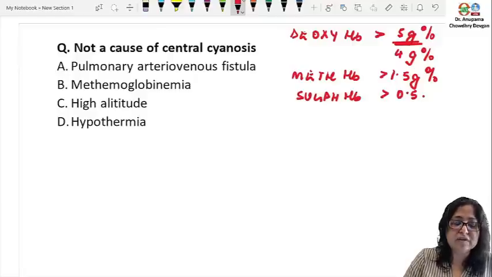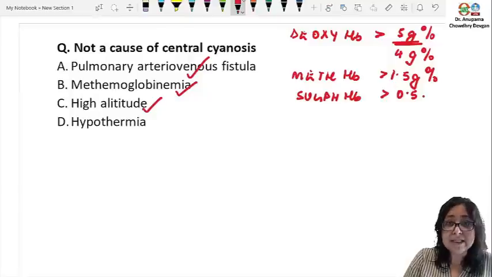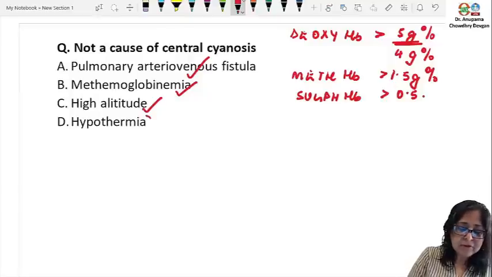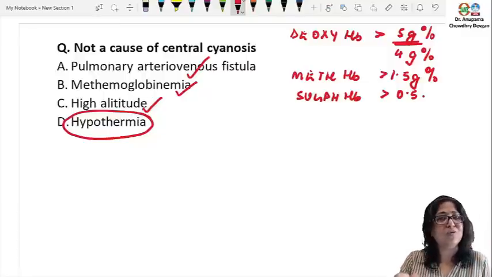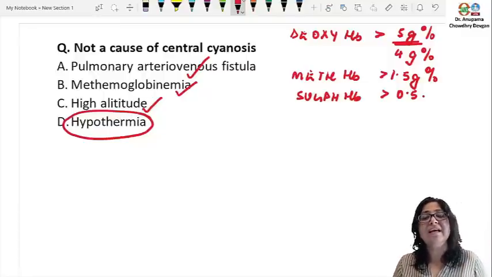Pulmonary arteriovenous fistula, definitely. Methemoglobinemia, yes. High altitude, there is going to be decrease in PO2 as well as a decrease in saturation. You might see a central cyanosis. Hypothermia, or exposure to cold, is going to cause more of a peripheral cyanosis rather than central.